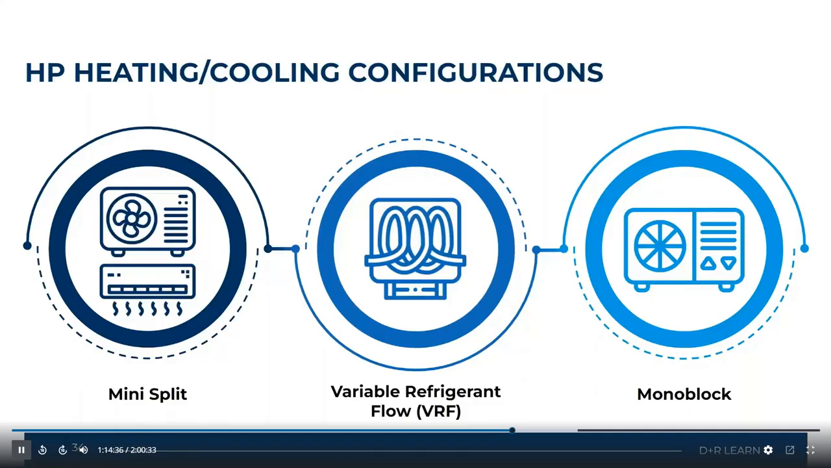So as we press on, now we will get into the different types of configurations for heating and cooling equipment. For comfort heating and cooling, your heat pumps can be used in a lot of different ways. We'll take a look at a couple of the common heating and cooling configurations for heat pumps in residential and commercial applications. Here on screen, you can see we have three that we're going to take a look at: your mini splits, your VRF or variable refrigerant flow, and monoblock systems.